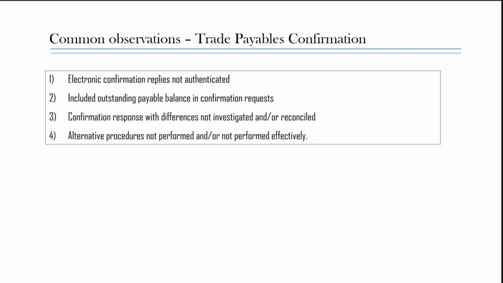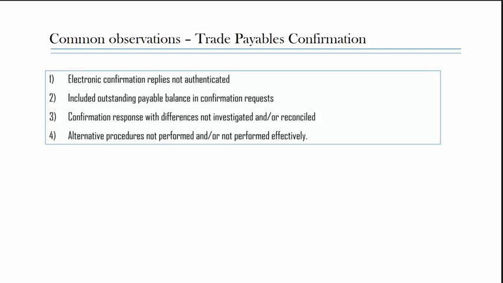When we are looking at the trade payables confirmation, the first mistake that is observed is that when the confirmation reply is received via electronic forms such as by fax or by email, these replies are not being authenticated by the auditor. Actually, as an auditor, you should request to receive back the original trade payables confirmation, and you try to verify who is the one that sends the electronic confirmation reply.